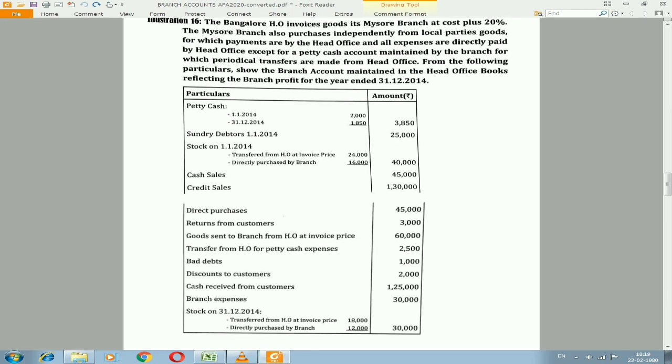From the following particulars, show the branch account maintained in the head office books reflecting the branch profit for the year ended 31/12/2014.